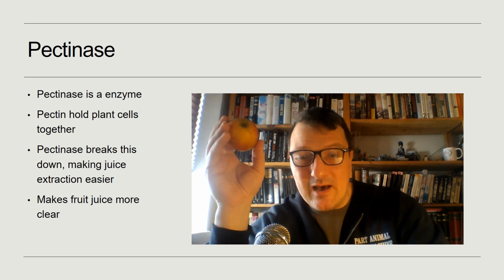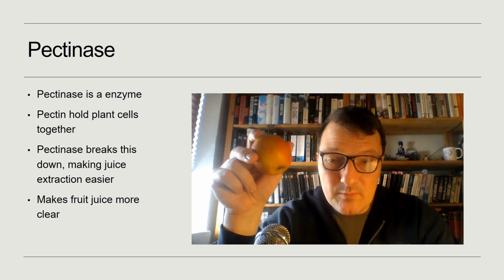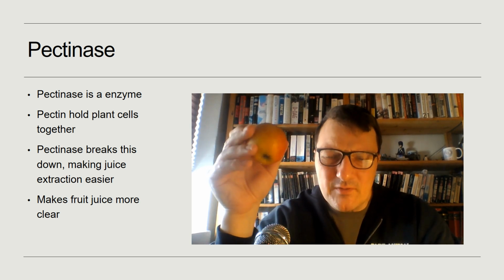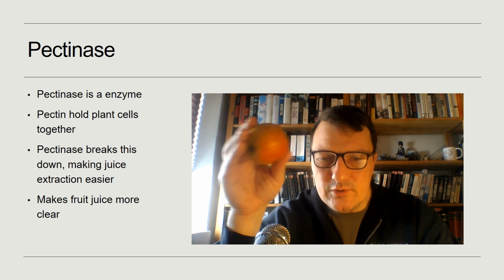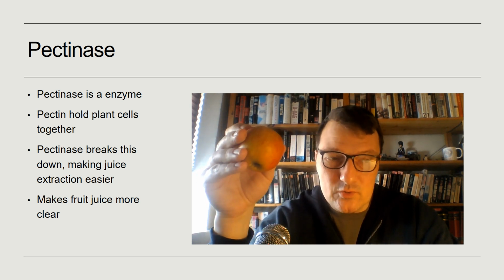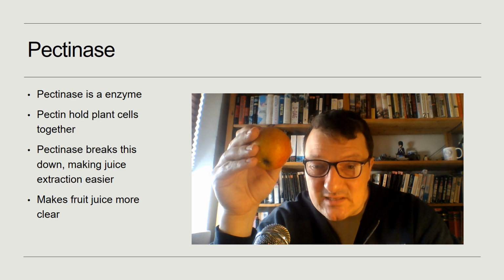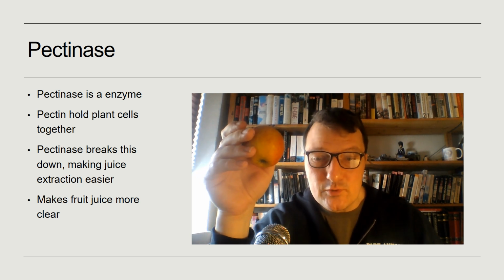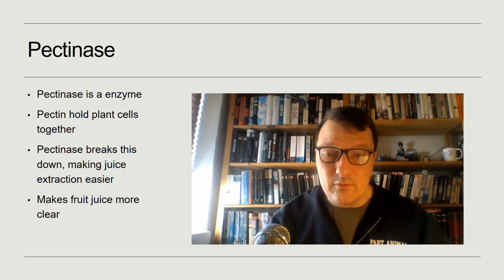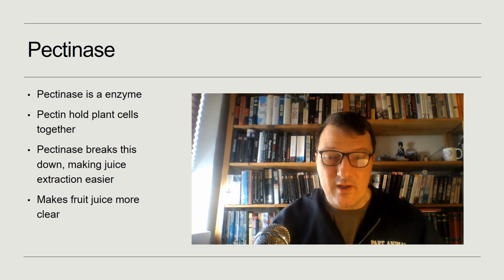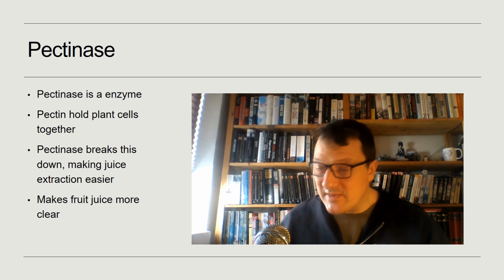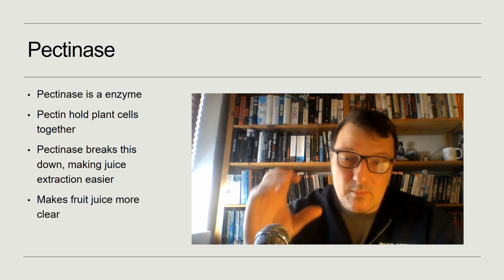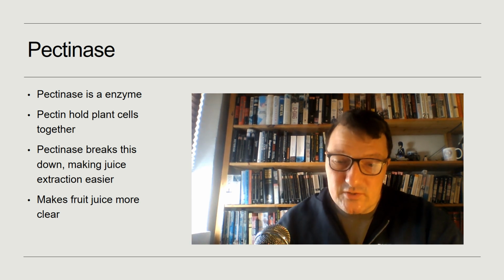Now, if I were to squeeze apple juice out of this apple, I of course would squeeze it and the juice comes out and I have some nice fruit juice. But it's often hard to get the last bit of fruit juice out of it because the cells hold together. By adding pectinase, I'll get a higher production of fruit juice. I'll get more juice from each fruit, especially when using stuff like oranges. So it makes extraction easier. It also makes the juice itself look clearer, which some people really like.